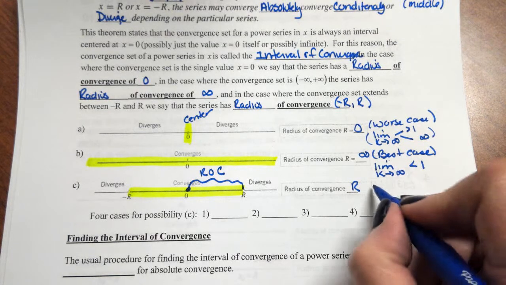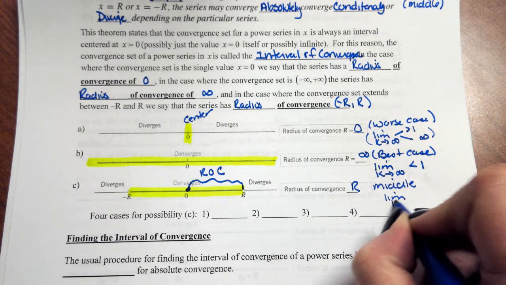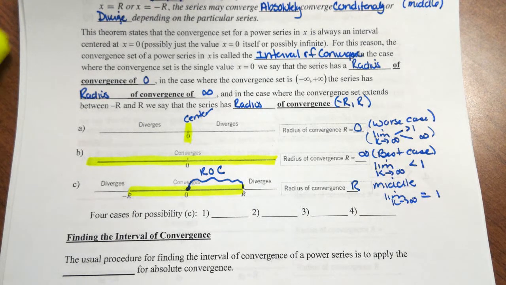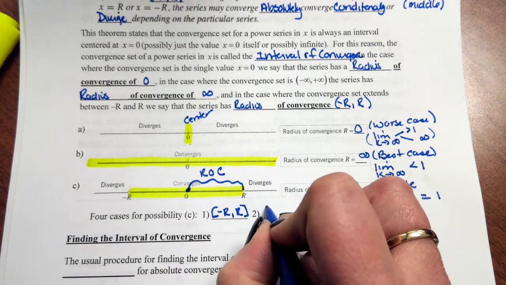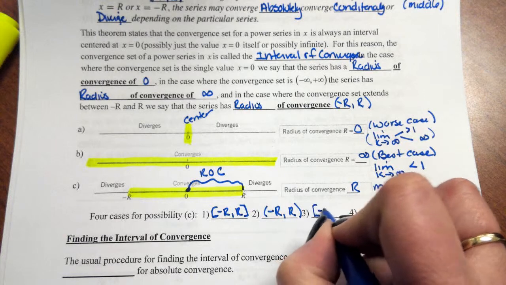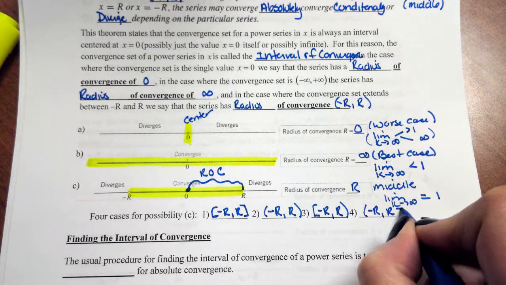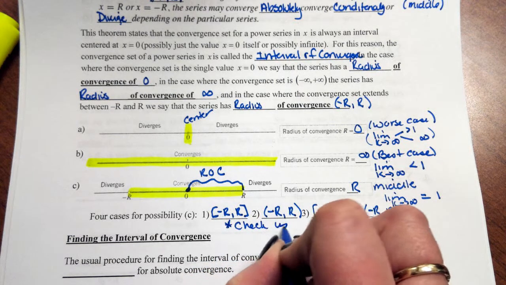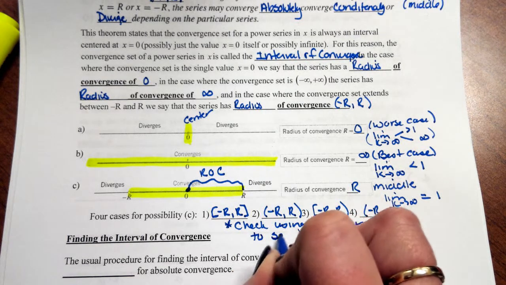So like I said, this is your middle of the road. And when you do your ratio test, when you find the limit as k goes to infinity, if this limit is equal to 1, that's how you know you have the middle case scenario. Four possibilities can happen. Like I said, it may converge at both endpoints. It may diverge at both endpoints. It may converge at one endpoint and diverge at the other. So those are the four cases. If we have this case, what we have to do is check using our series tests to see what's happening at the endpoints.